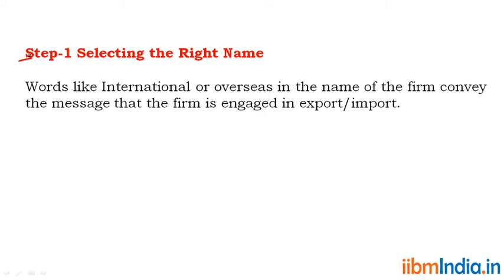As we know, words like international or overseas in the name of the firm convey the message that the firm is engaged in export-import. Suppose you want to start an export-import business, then you can name it XYZ International Private Limited or XYZ Overseas, because if anybody sees the name of your company, they will know you are dealing with export-import business. The suffix international or overseas is a symbol that you are dealing with export-import business.